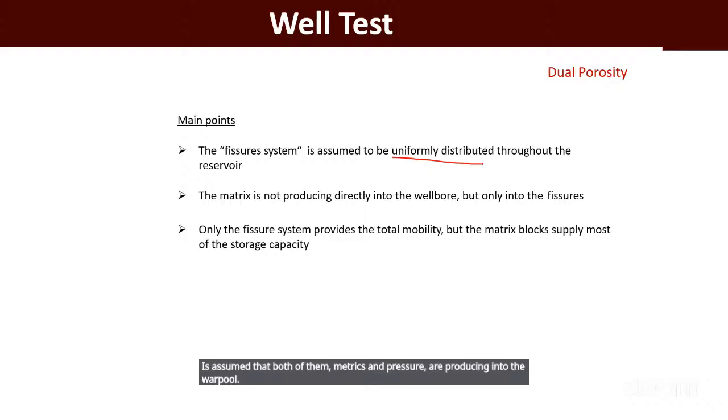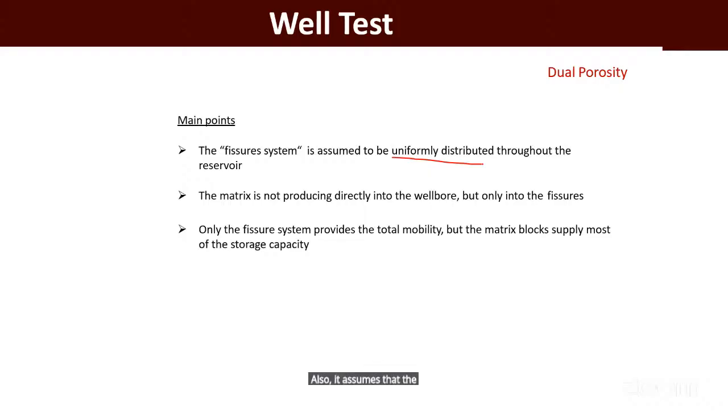Also, it assumes that only the fissure system provides the total mobility, but the matrix supplies most of the storage capacity, meaning that the matrix feeds into the fractures, and the fractures only feed the well.